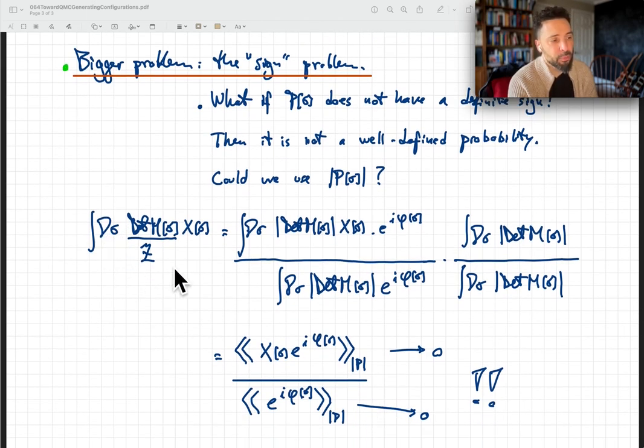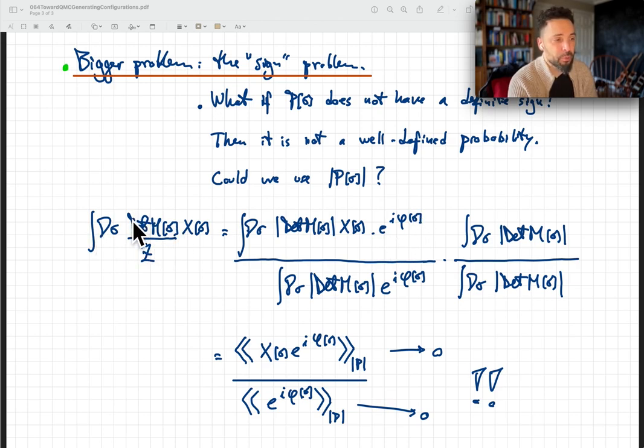So first of all, suppose this is a quantity we're interested in, the expectation value of x. This is our probability now, or supposed probability, our weight, now written explicitly as the determinant divided by the partition function. And now I'm going to write this determinant as the magnitude times a phase. In principle, this determinant could be a complex number.